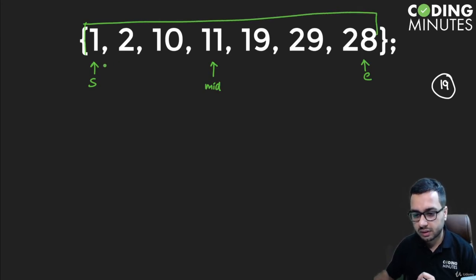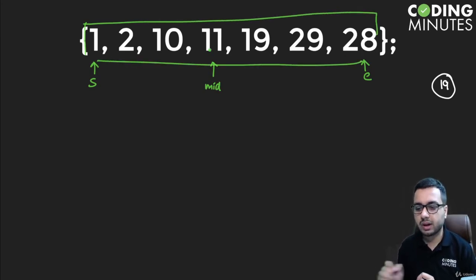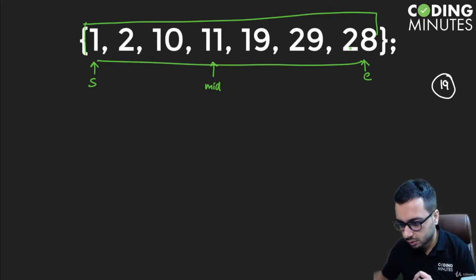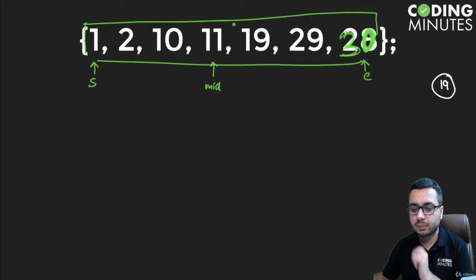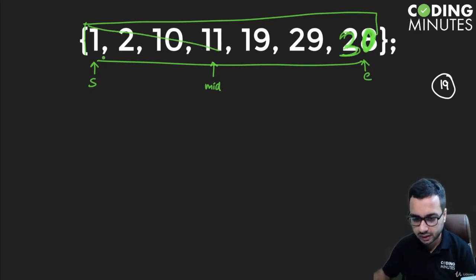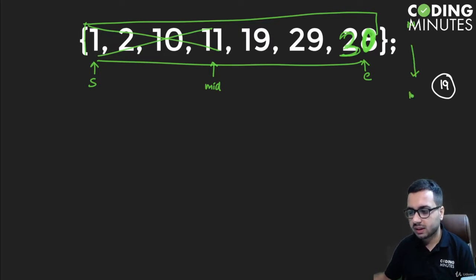Now this is the middle point, we are looking for 19, and this is a sorted array. There is a small mistake here, this should be 30. We are looking for 19, so 19 must lie to the right of the mid. So we discard this part of the array. Out of n elements, we have reduced our problem to a size of n by 2.